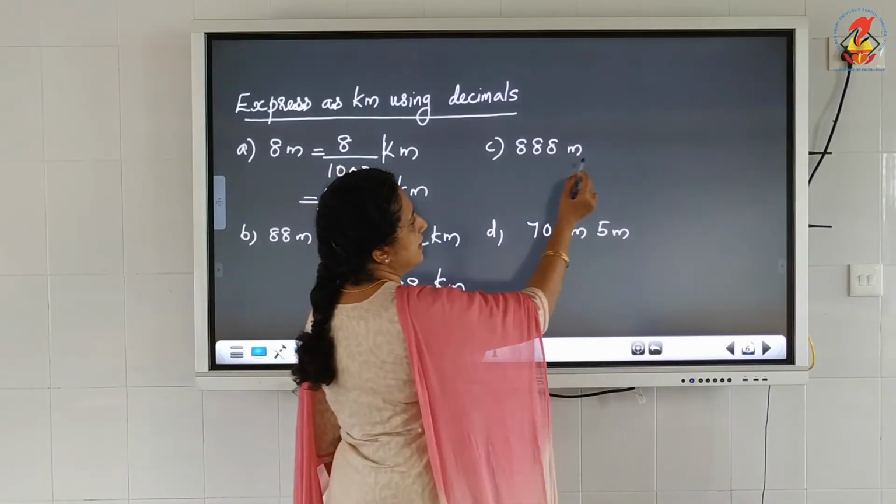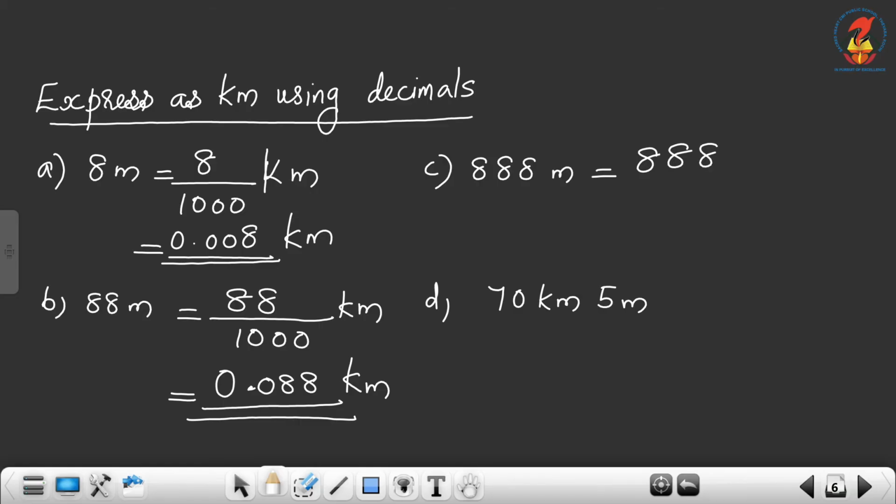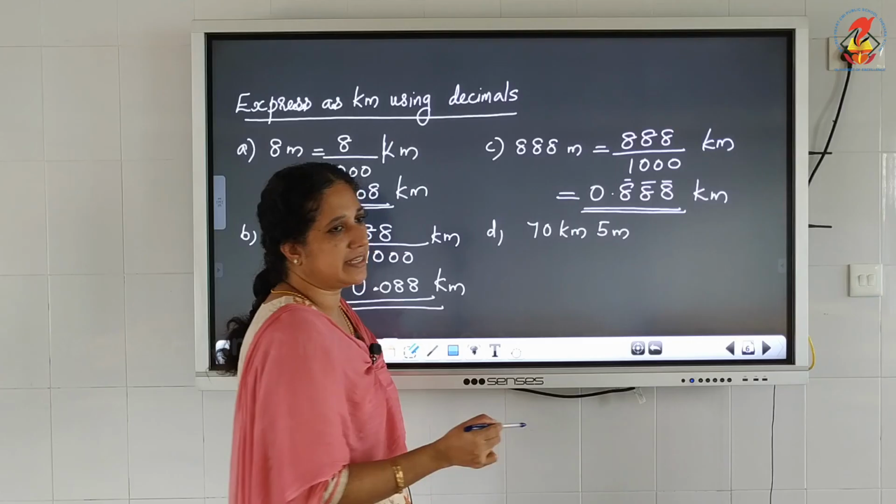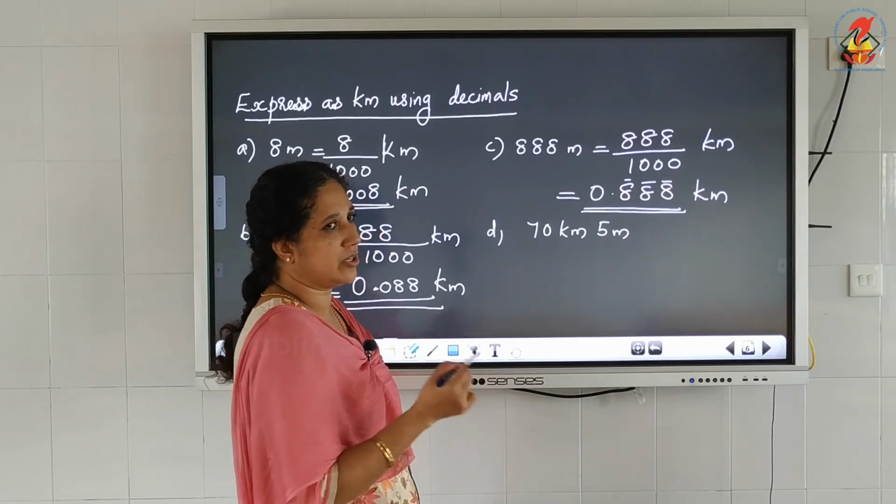Now 888 meters, 888 divided by 1000. So we have to move 3 digits to the right, 888, 1, 2, 3. So we can put the decimal point. Therefore the answer is 0.888 kilometer. So 888 meter means 0.888 kilometer.